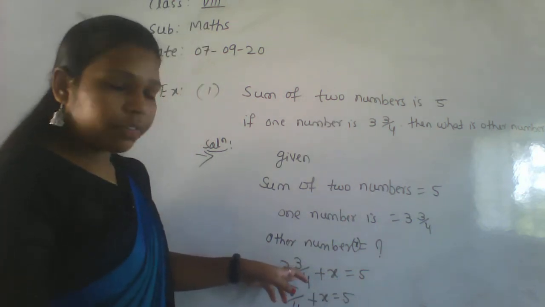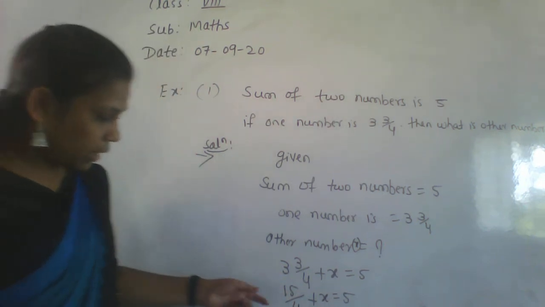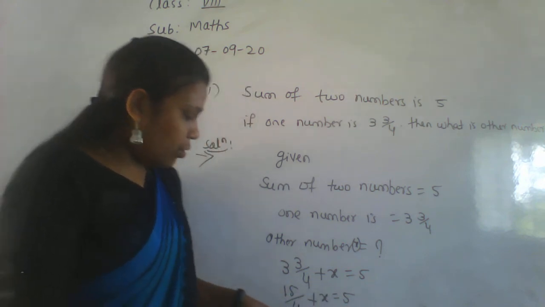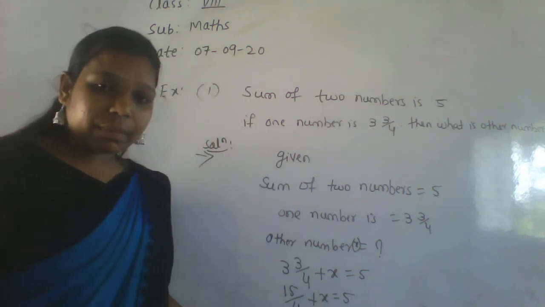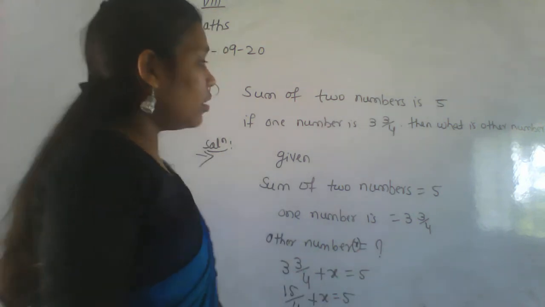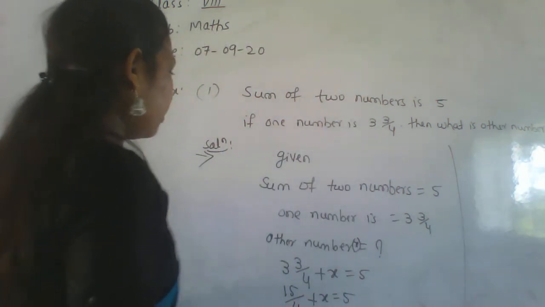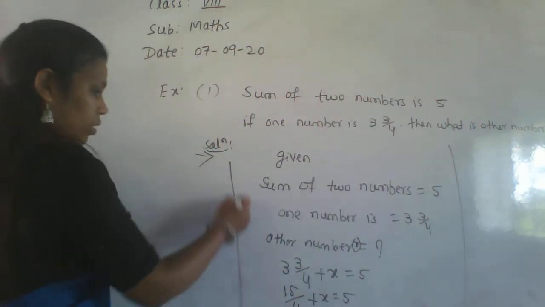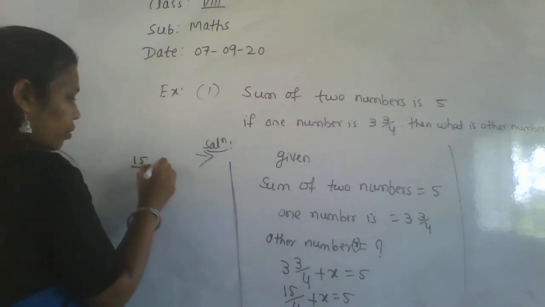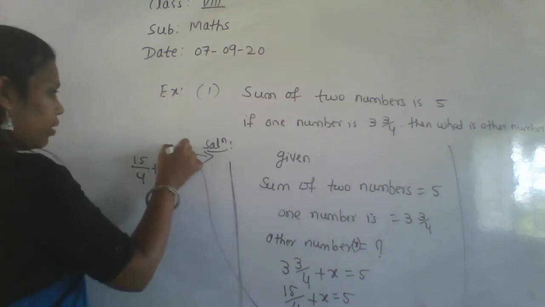First convert this mixed fraction to an improper fraction. That is 4 times 3 is 12, 12 plus 3, 15 by 4 plus x is equal to 5 here. So now take this 15 by 4 to this side. It will become a minus. Right? So I do here 15 by 4 plus x is equal to 5.